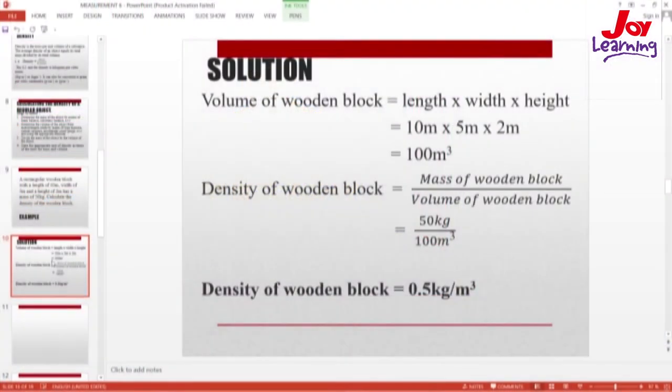So we have a wooden block which has a length of 10 meters, a width of 5 meters, and a height of 2 meters. To get the volume, we have to multiply the three dimensions, that is length times width times height. When you multiply 10 times 5 meters, that will give us 50 meters, multiplied by 2 meters, and that will give us 100 cubic meters. Don't forget, if you don't bring the cubic meter unit, you get your answer wrong.